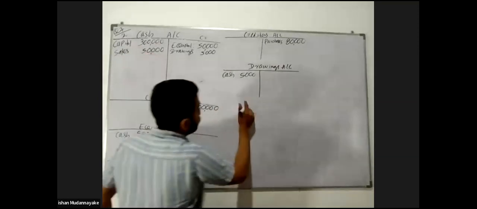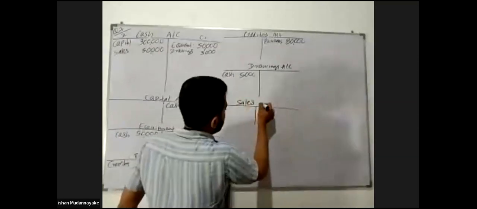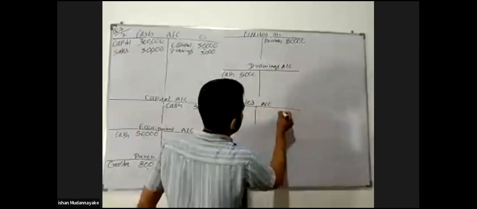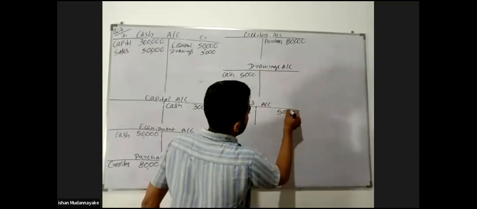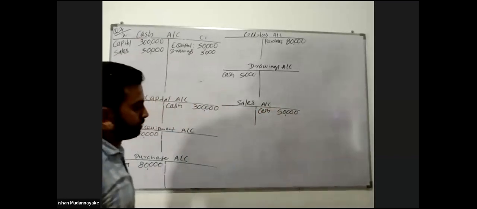Here we write down sales. Cash book debit 50,000 sales. And then to the sales account, you need to credit this. Yes, sales account credit 50,000. Here, cash. Cash book debit 50,000 sales.